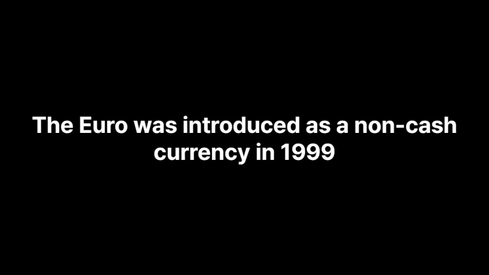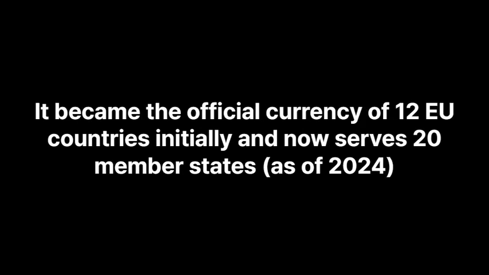F. The euro and economic integration. 1. Launch of the euro, 1999-2002. The euro was introduced as a non-cash currency in 1999 and fully implemented with coins and notes in 2002. It became the official currency of 12 EU countries initially and now serves 20 member states as of 2024. 2. Stability and Growth Pact. This was created to ensure fiscal discipline among Eurozone countries, setting limits on budget deficits and national debt levels.